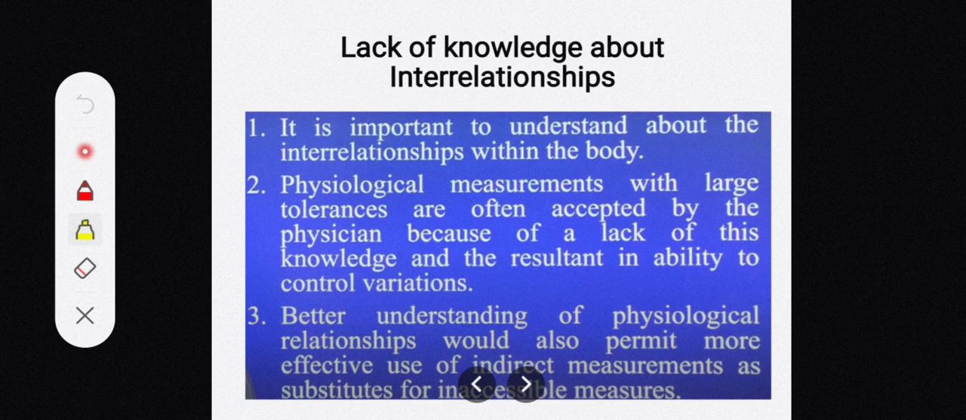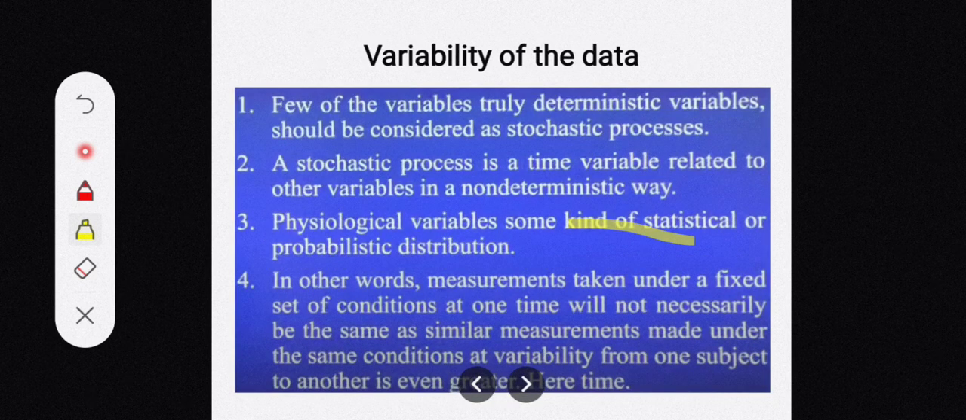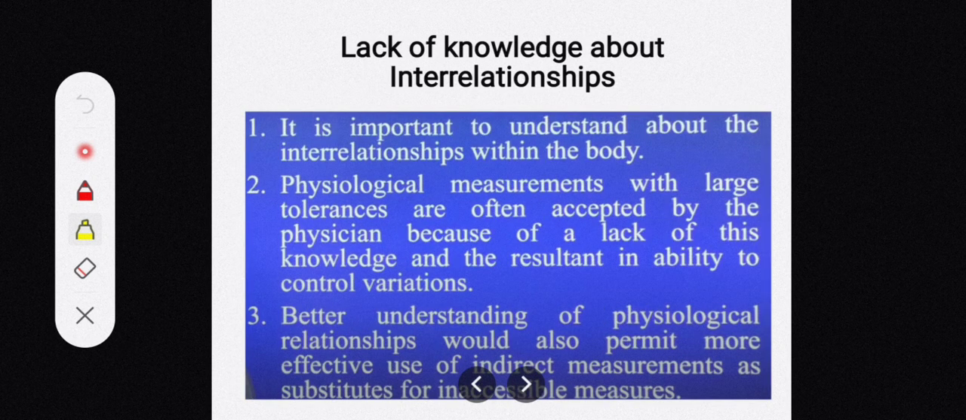As in the first case I told you, there are certain variables in the human body which you will not be able to access, and for measuring those variables we have to adopt the indirect measurement method, in which we measure some variable which is related to the inaccessible variable of interest. So this indirect method could be effectively used if the better understanding of the physiological relationship, or the high degree of interrelationship among the variables in the human body, were known.